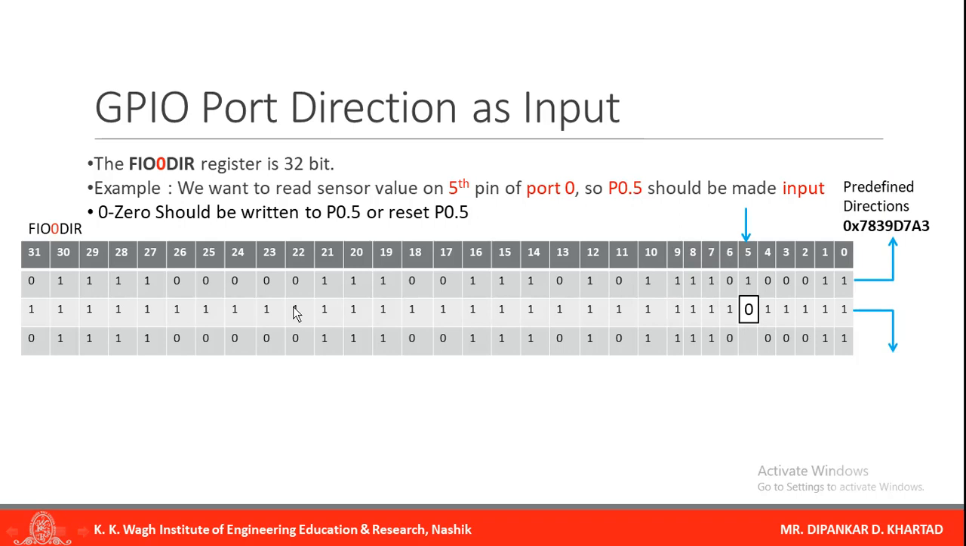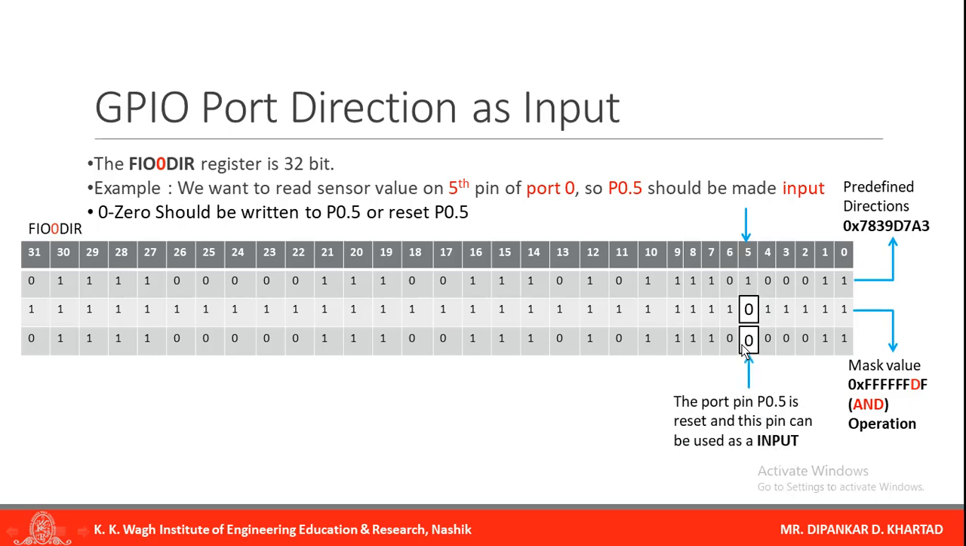So this should be the mask value. So what is the mask value? FFFFF and DF. Oh, sorry, the mask is FFFFFFDF. The operation is AND. Remember this operation. After ANDing with the predefined direction, what will happen? 1 and 0 gives 0. So by default its value will be treated as 0. The port pin P0.5 is reset and this pin can be used as an input now after masking.